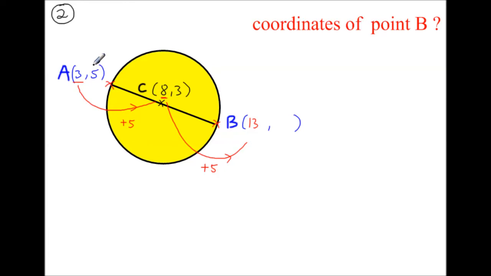And then do the same with the y-coordinates. So to get from 5 to 3, we're subtracting 2. And then do the same again, starting from 3. If we subtract 2, we get 1.